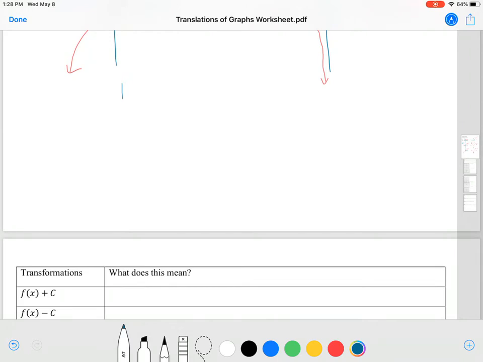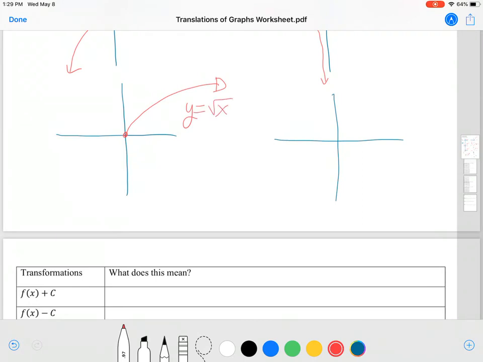Okay, and the last two functions I want to go over with you is the square root function, which looks like this. It has an arch shape to it. It starts at 0, 0, and it has an arch. This is y is equal to the square root of x. And then we have the cube root function, which looks like this. That's the cube root of x.